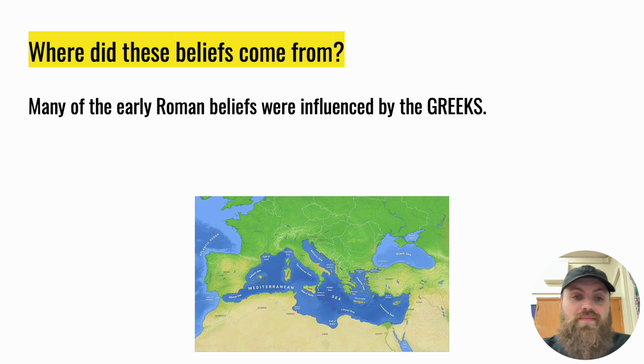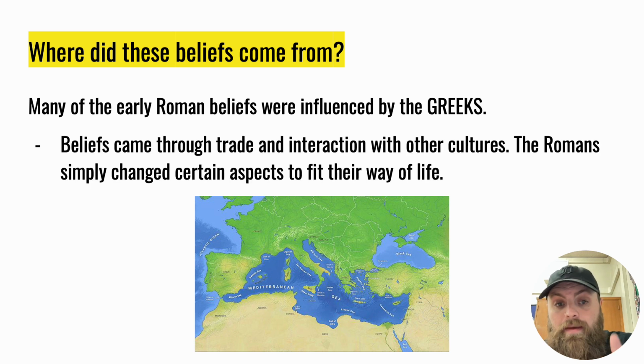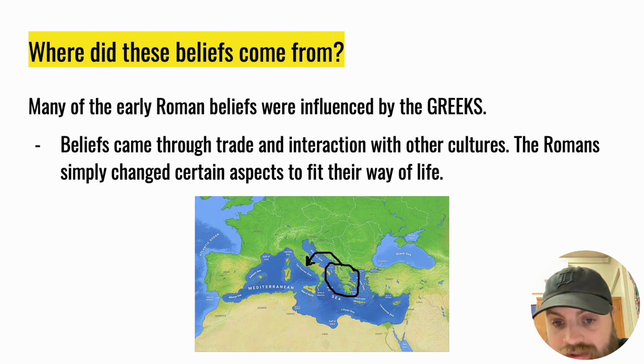So check this out. Many of the early Roman beliefs were influenced by the Greeks. Beliefs came through trade and interaction with other cultures, and the Romans simply changed certain aspects to fit their way of life. Now look at this map right here. You have Greece. And remember, Rome is just right over here. It's just across the sea. They carried those beliefs over, and they tweaked them a little bit.